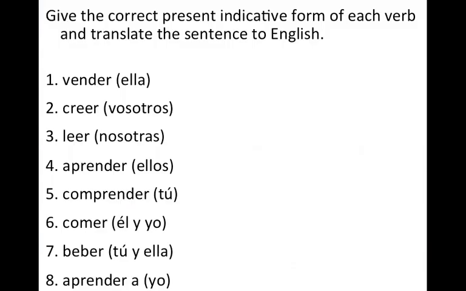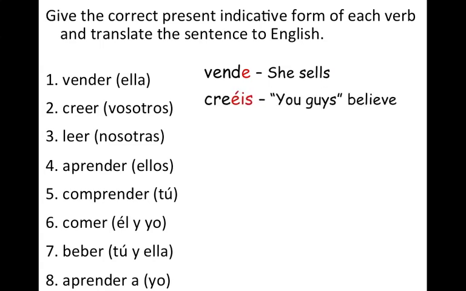Un poco de práctica. So give the correct present indicative form of each verb and translate the sentence to English. So we have ella and vender. What form of the verb would go with ella? And then what does that sentence mean? Ella vende. She sells. She does sell. She is selling. Número dos, creer with vosotros. Vosotros creéis. So you guys believe.